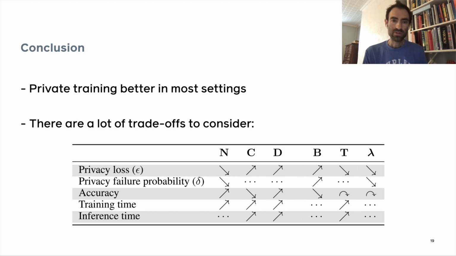In summary, private training tends to be better than private prediction for most settings, really only for very small inference budgets and perhaps for 0 privacy failure probability delta does private prediction work better than private training.